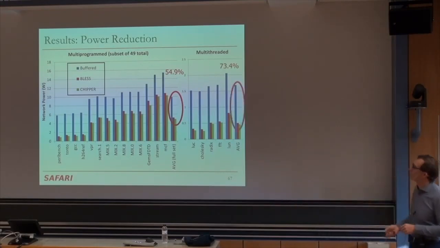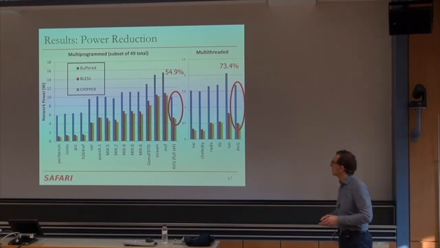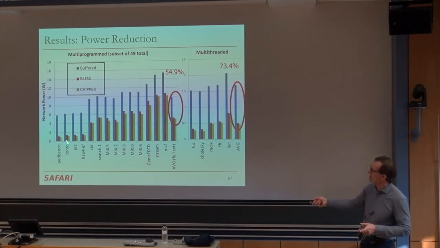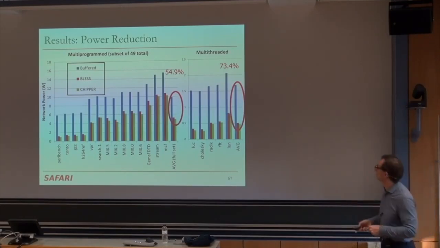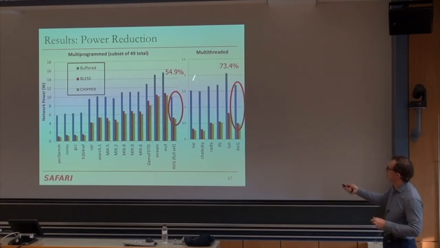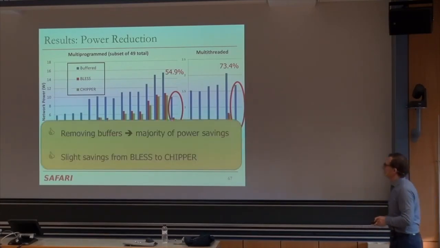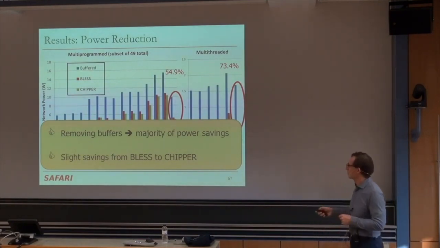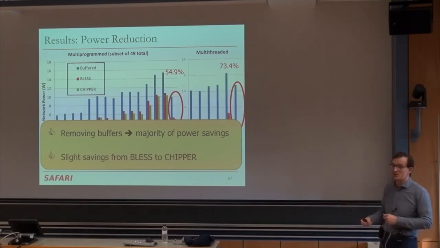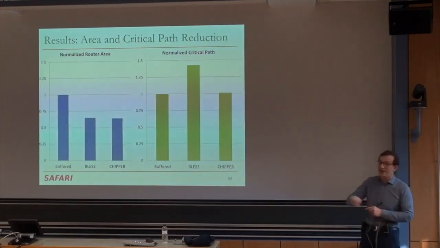And that's true even more for multi-threaded workloads because these workloads don't really exercise the network, but you have a lot of buffers that are just wasting power in the network. And watch the scale over here. This is a much higher scale than this one because this is the network power over here. And if these workloads are not exercising the network, their network power is inherently lower, right? Okay, so you basically get the majority of the power savings from removing buffers, and you can read the paper for a more detailed breakdown. And you get slight savings from BLESS to CHIPPER because the router is less complex right now.